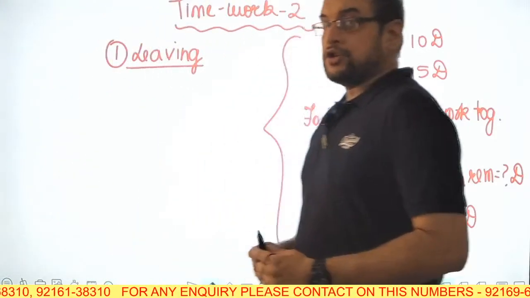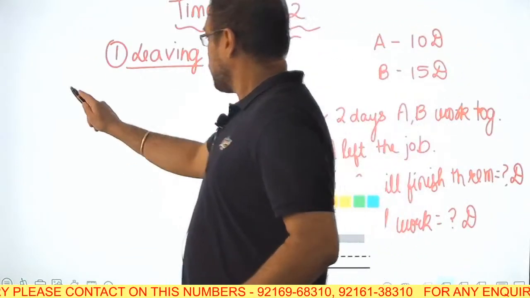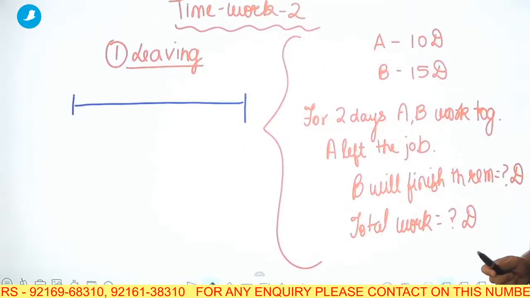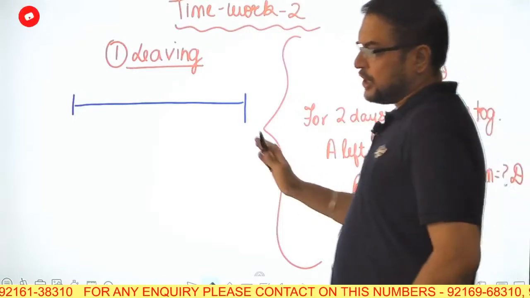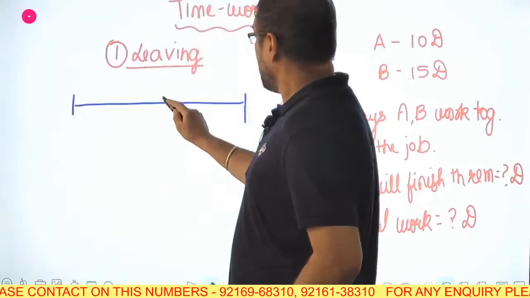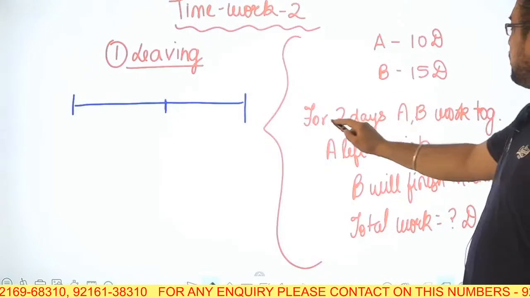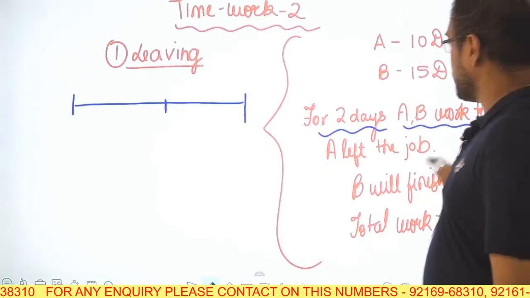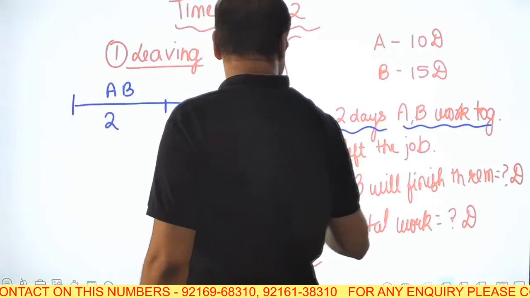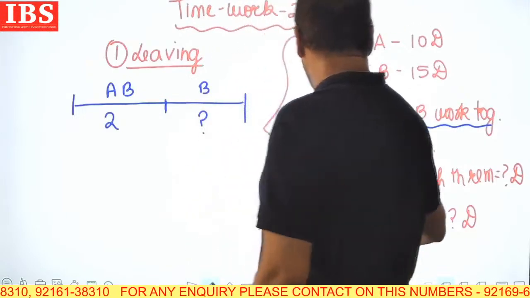Let us see how this question is done. Let us draw a line first. Whenever this kind of leaving question comes, we draw a line first and here we draw one point. Firstly, for 2 days A and B work together. So A and B started working together and for 2 days they worked, and then A left, so B is working now. B will do the remaining work in how many days, and in how many days is the total work done?